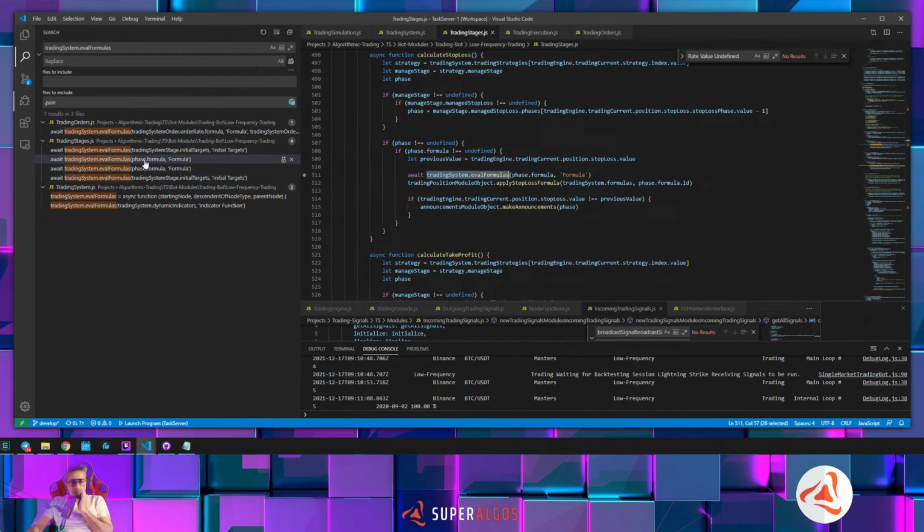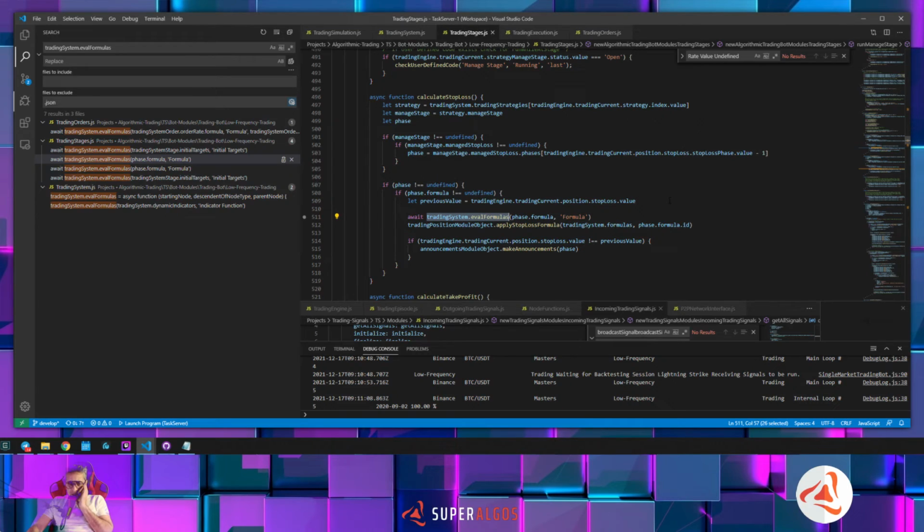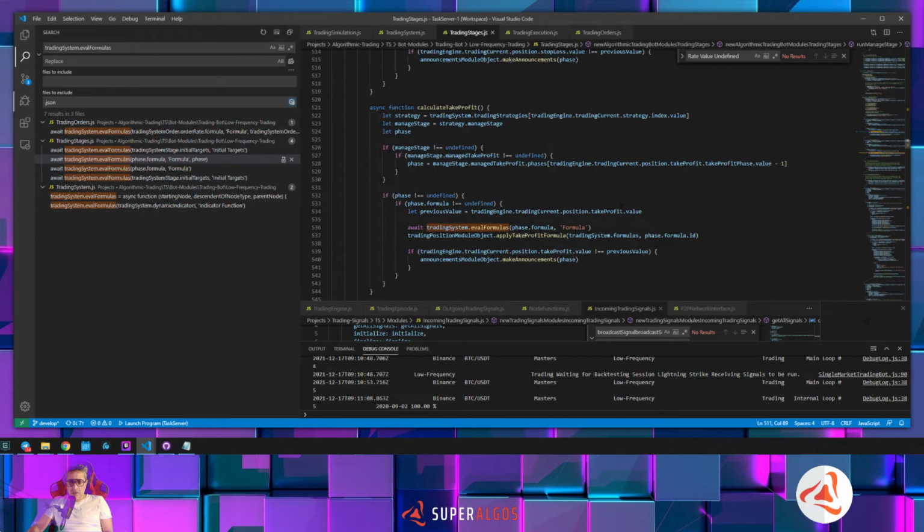Okay, it's happening the same stuff. We are sending directly the formula node and not the parent. So we are having the same problem. We are sending the formula but not the phase. And here at the stop loss and also at the take position.